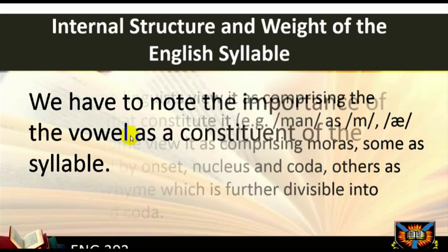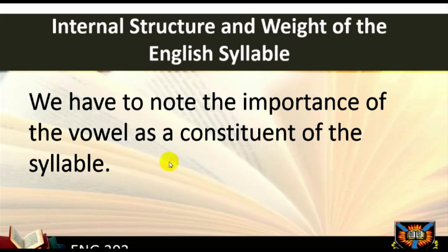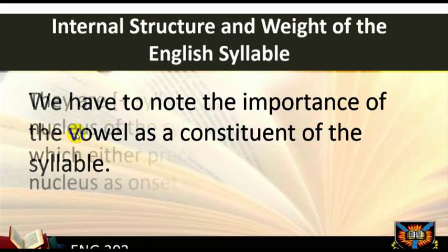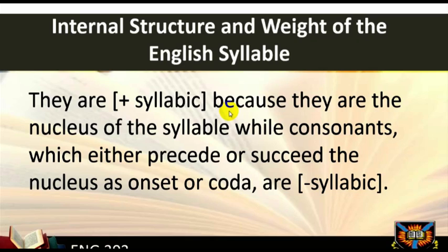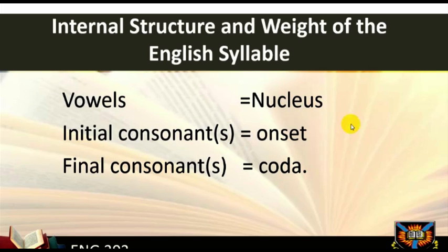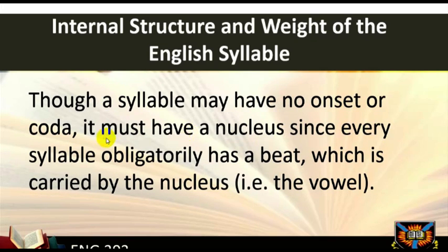We have to note the importance of the vowels as a constituent of the syllable. They are syllabic because they are the nucleus of the syllable, while consonants which either precede or succeed the nucleus as onset or coda are non-syllabic. Vowels equal nucleus. Initial consonant equals onset. Final consonant equals coda. Though a syllable may have no onset or coda, it must have a nucleus since every syllable obligatorily has a beat, which is carried by the nucleus, i.e., the vowel.